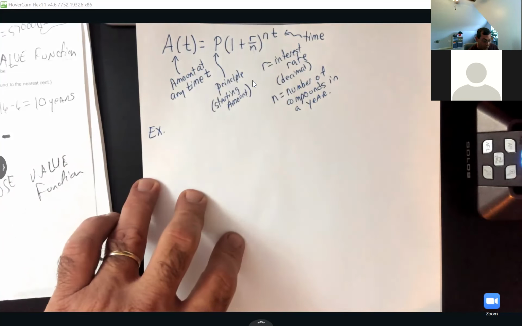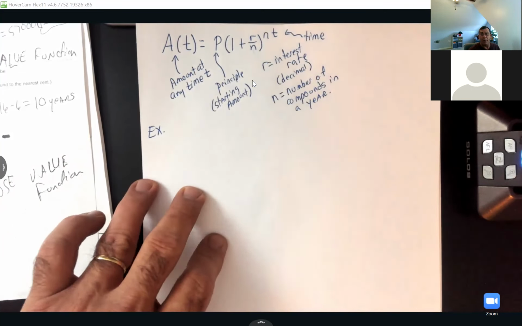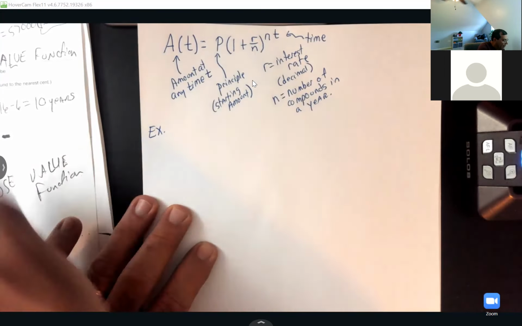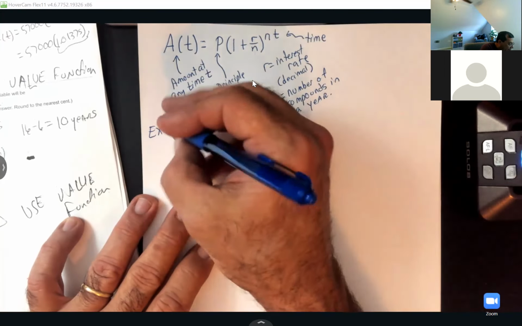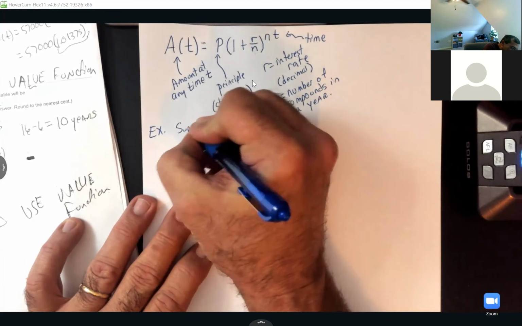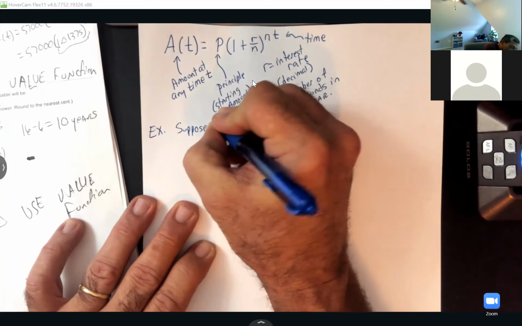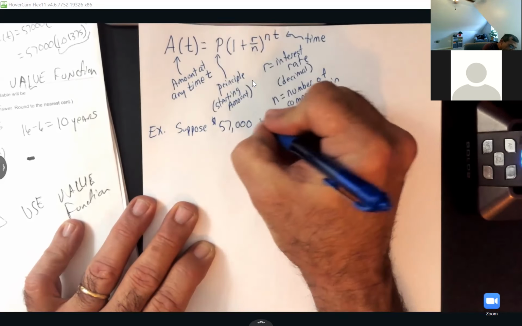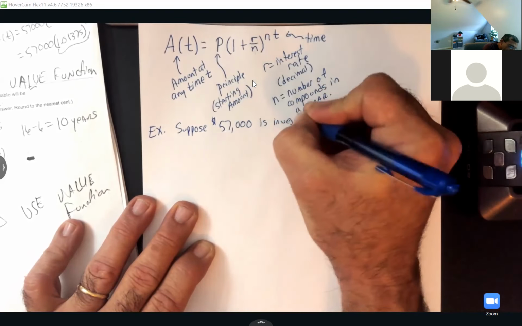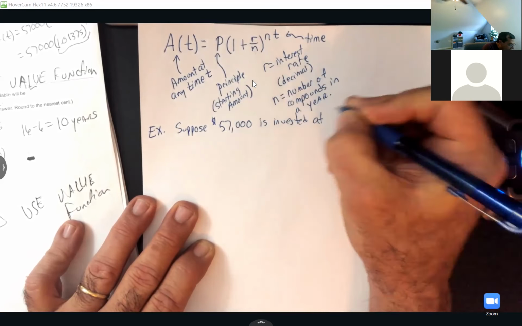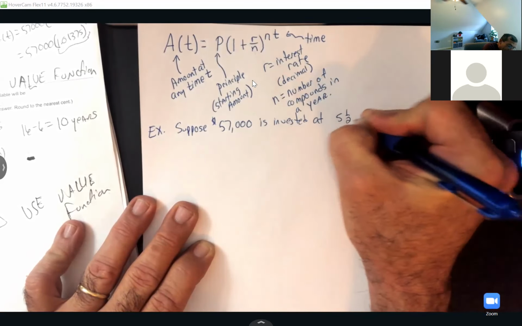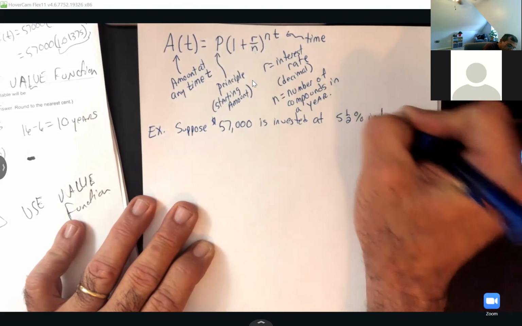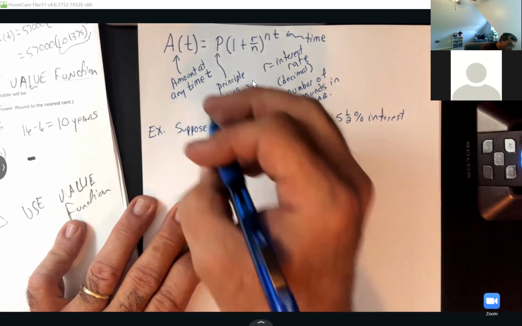Now, this is a section when you're going to love that calculator. I'm about to show you a trick when I find out the values they want. So first, let me write this down. Suppose $57,000 is invested at 5.5% interest, compounded quarterly.